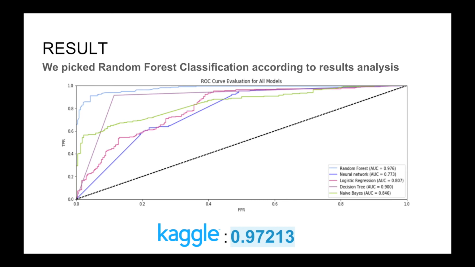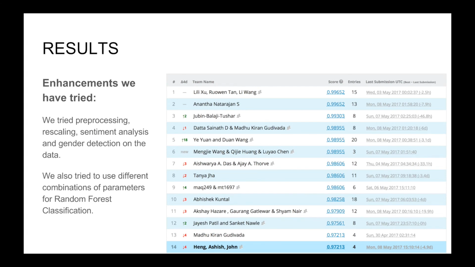On the first attempt, we already got 97.213%, which brought us to 10th place in the competition. On the next few attempts, we tried data preprocessing and rescaling. We even did sentiment analysis and gender detection on the data. Additionally, we also tried different combinations of features and different combinations of parameters for random forest classification.